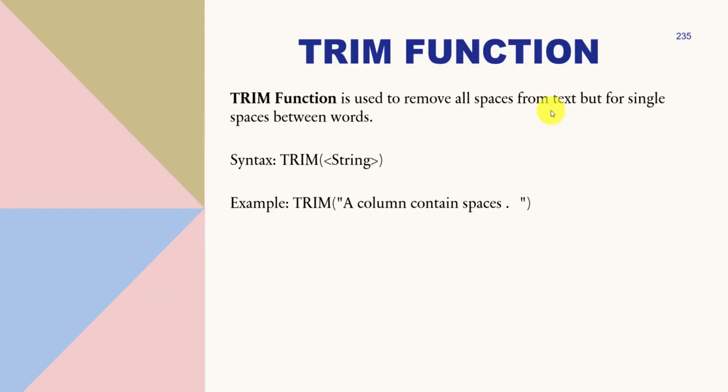Our next function is the TRIM function. This is used to remove all spaces from the text, except for single spaces between words. Here you can see the string TRIM. The TRIM function accepts one parameter, that is the string, and you can see the example of the TRIM function.